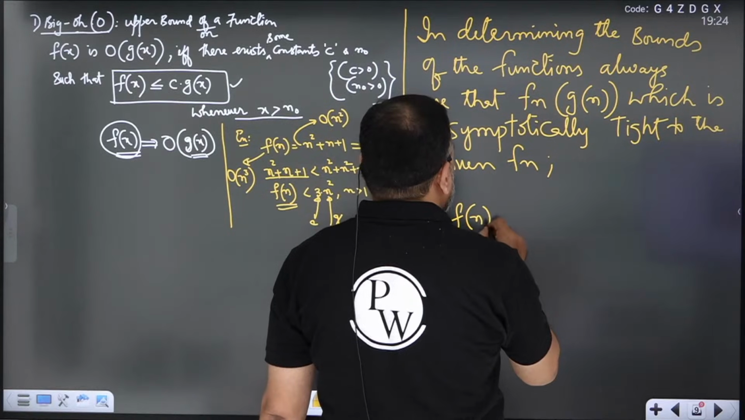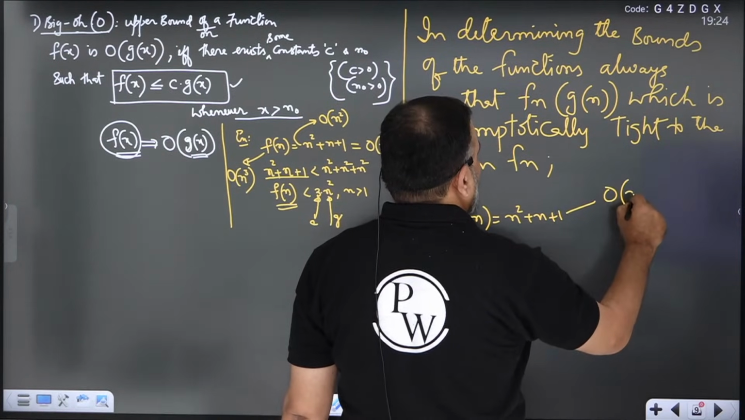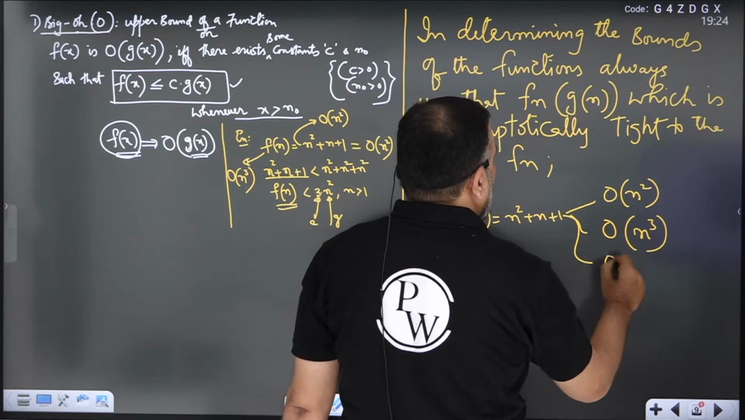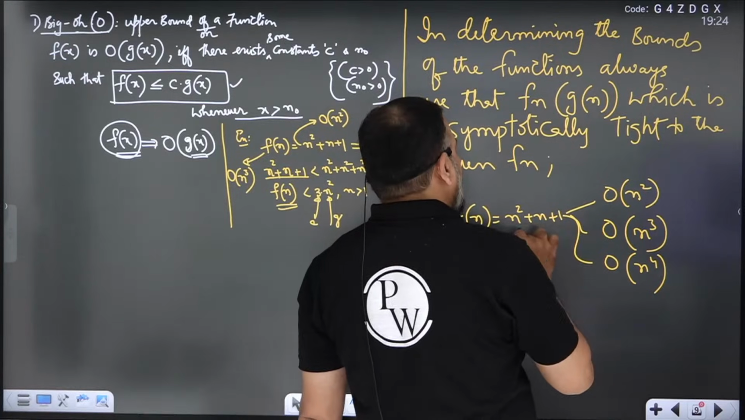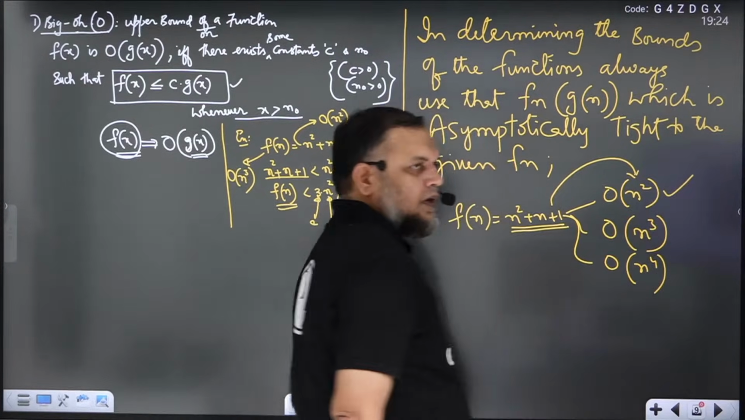तो मेरा जो फंक्शन था f of n, n square plus n plus 1, is order of n square, is also order of n cube, is also order of n power 4. ये सब सही है. लेकिन when I say with respect to time complexity, it is more appropriate to say it is order of n square.